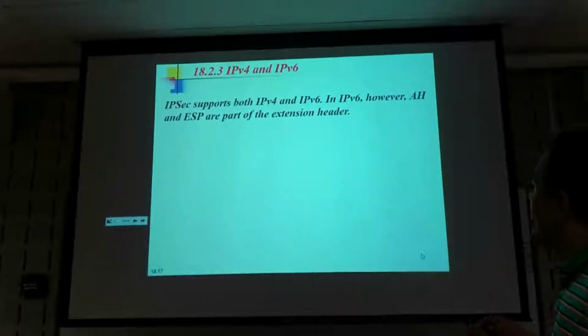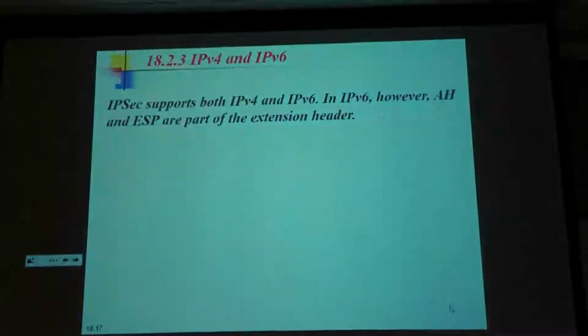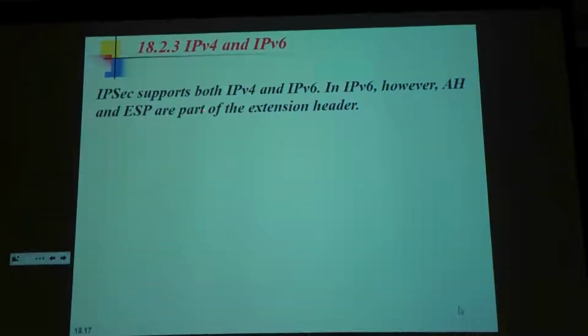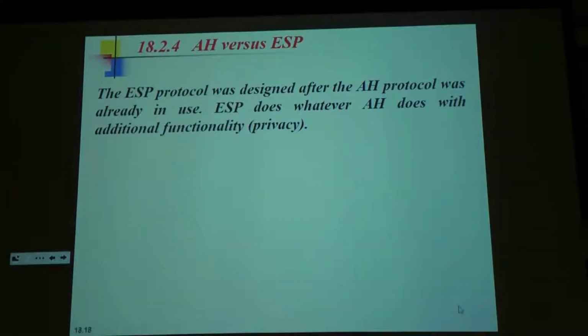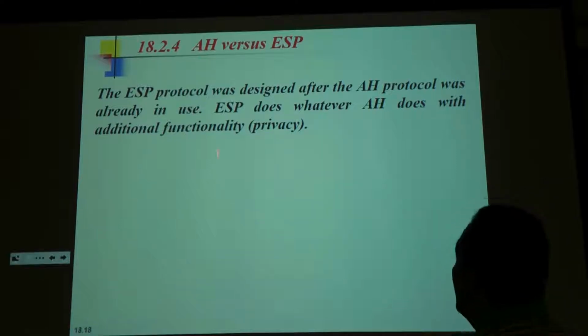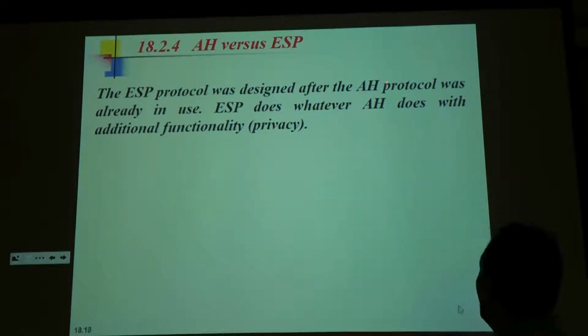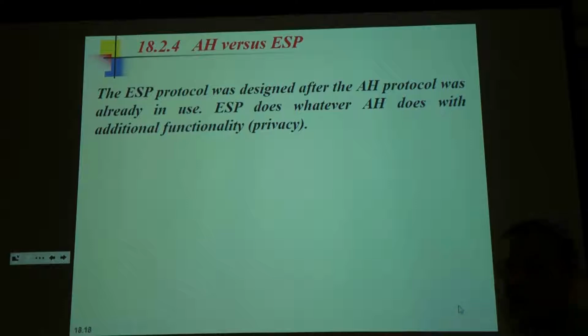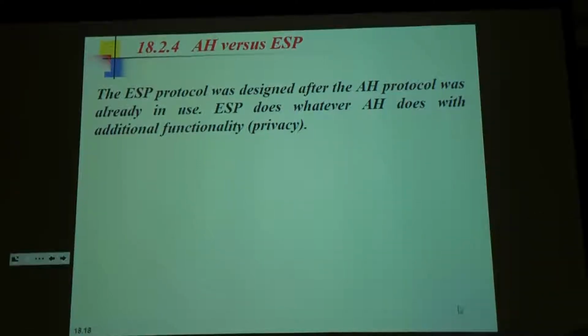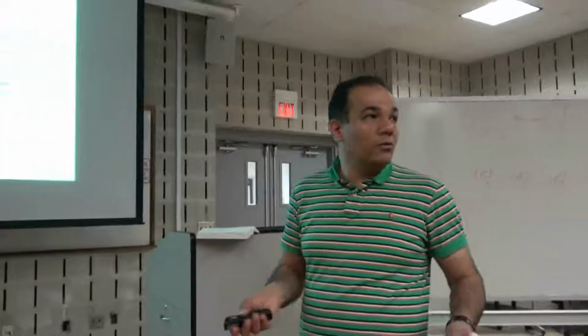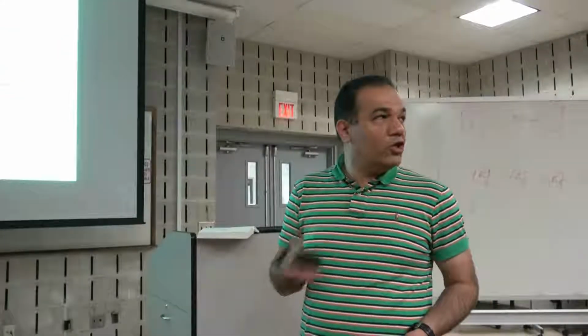IPv4 and IPv6. IPv6 supports both. In IPv6, however, AH and ESP are part of the extension header. If you need to compare them, the ESP protocol was designed after the AH protocol was already in use. ESP does whatever AH does with additional functionality, which is providing privacy. So the question, do we need to use AH? You don't, but it's there, and you have to know it, because some commercial applications use it.